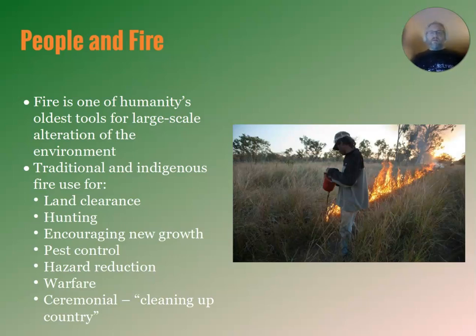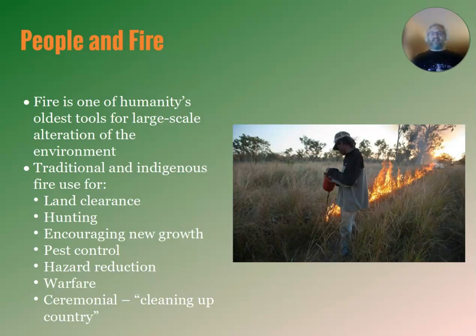So to dig a little more into the human role in fire, fire is one of humanity's oldest tools for large-scale alteration of the environment. Some of the earliest evidence that we have of human activity having an impact on the larger environment comes from evidence of people lighting fires in the past. We can go back tens of thousands of years and see evidence that human activity was causing changes in the amount of fire happening in certain parts of the world.